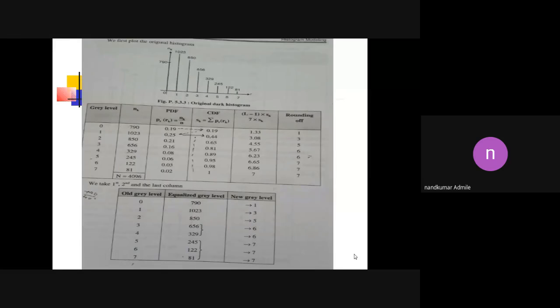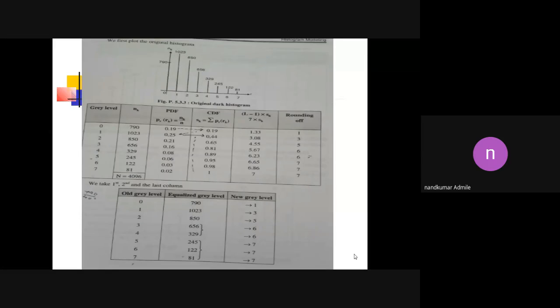Is the mathematical calculation understandable? Yes sir. Okay, try a little. Otherwise I'll share the step by step mathematical calculation of how to calculate the CDF function. Based on this your idea should be clear. If not clear, we'll discuss again in the next lecture.